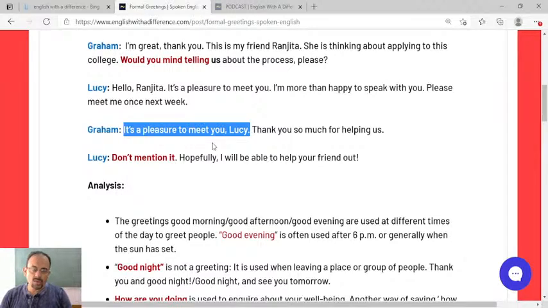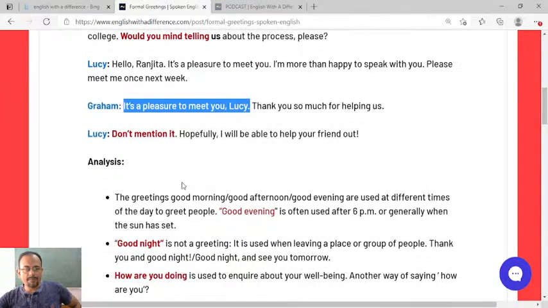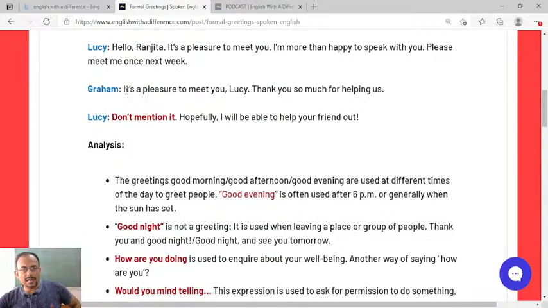So always remember here, students, it's a pleasure to meet you, or it's a pleasure meeting you, is an expression which is used at the time of introduction, or at the time of parting also you can use. Okay, thank you so much for helping us. Then Lucy says, in place of when Ram says, it's a pleasure to meet you, Lucy, Lucy replies, don't mention it, or you are most welcome. So sometimes you are most welcome, sometimes don't mention it.